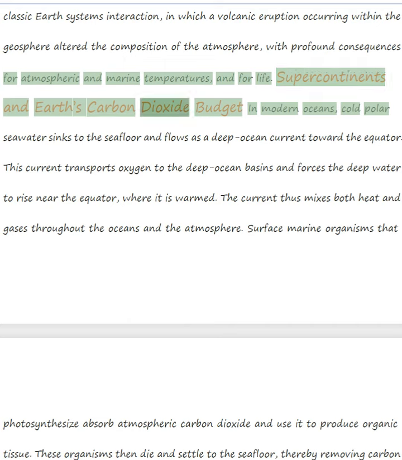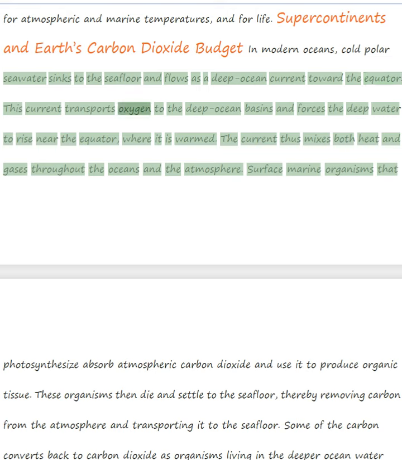Supercontinents and Earth's carbon dioxide budget. In modern oceans, cold polar seawater sinks to the seafloor and flows as a deep ocean current toward the equator. This current transports oxygen to the deep ocean basins and forces the deep water to rise near the equator, where it is warmed. The current thus mixes both heat and gases throughout the oceans and the atmosphere.